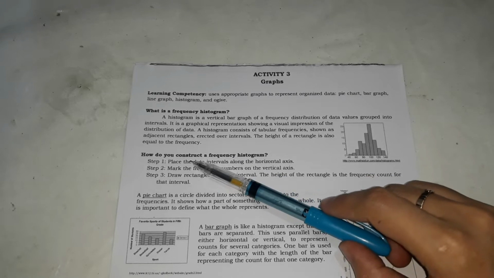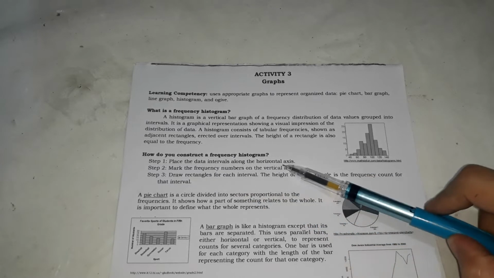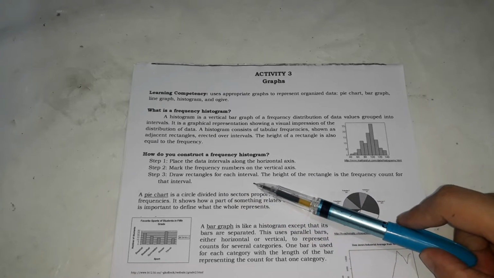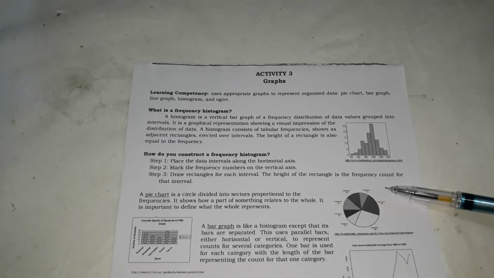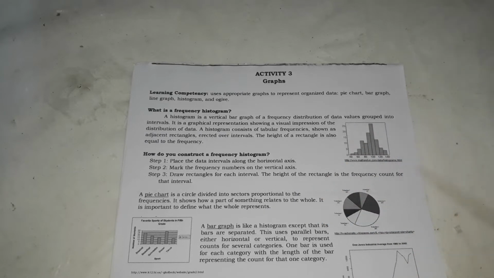So how do you construct a frequency histogram? You're going to place the data intervals along the horizontal axis. You're going to mark the frequency numbers on the vertical axis and draw rectangles for each interval. The height of the rectangle is the frequency count for that interval. So it's almost the same as a bar graph. To show you how we're going to make this, it's usually based on the data that will be given.